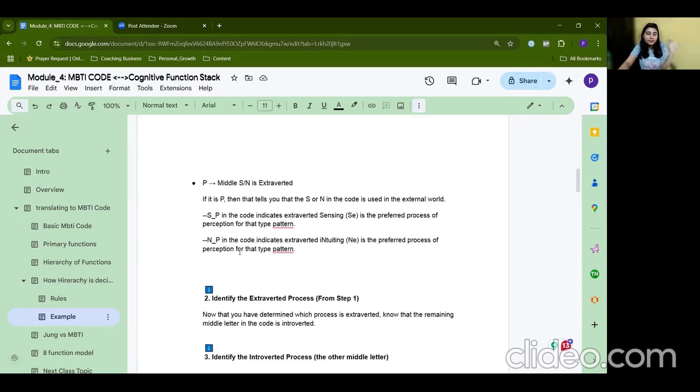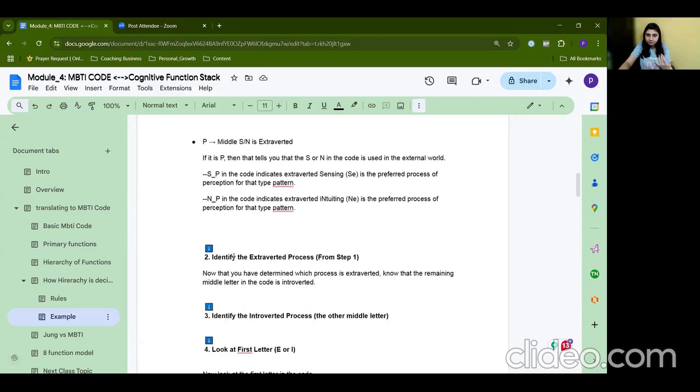Now, if the letter is P, then it will determine which of your information gathering processes is extroverted. If it is a P, that tells you the S or N in the code is used in the external world. So SP in the code indicates extroverted sensing is the preferred process of perception for that pattern, and NP in the code indicates extroverted intuiting is the preferred process of perception for that type pattern.